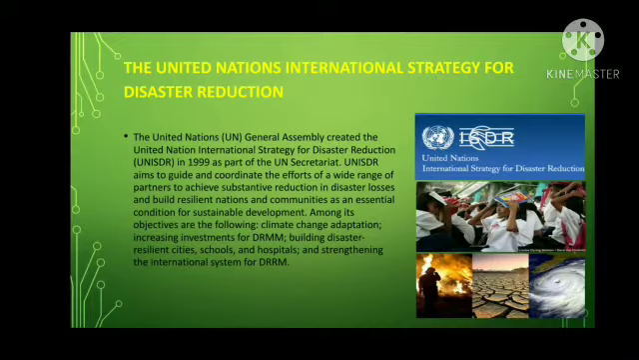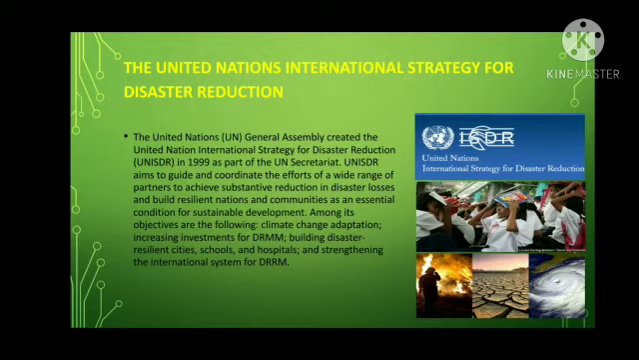The United Nations International Strategy for Disaster Reduction. The United Nations or UN General Assembly created the United Nations International Strategy for Disaster Reduction in 1999 as part of the UN Secretariat.